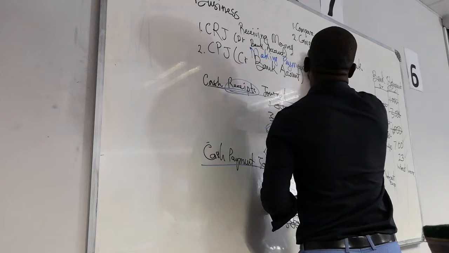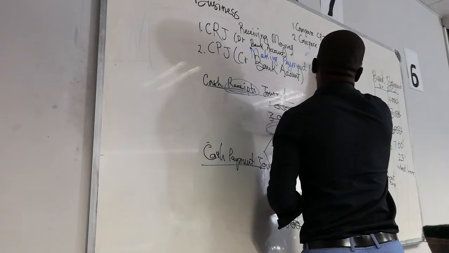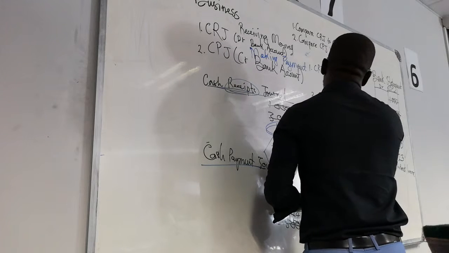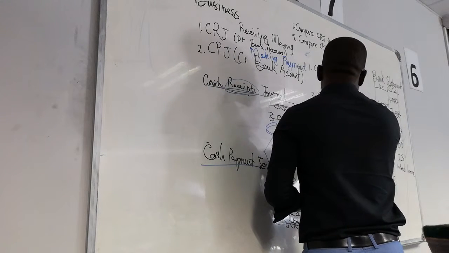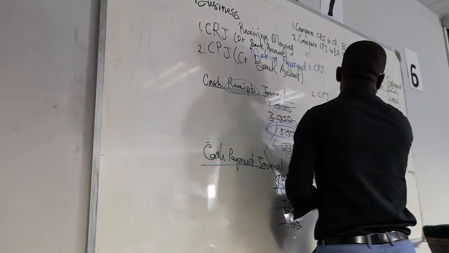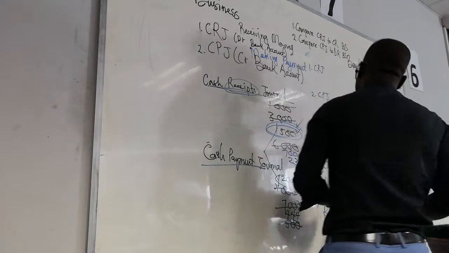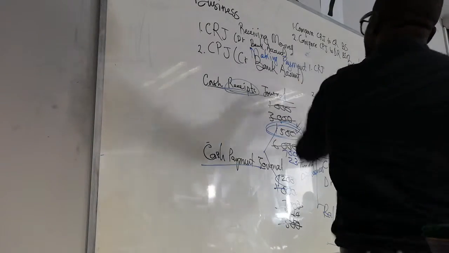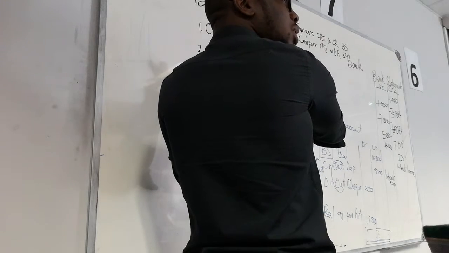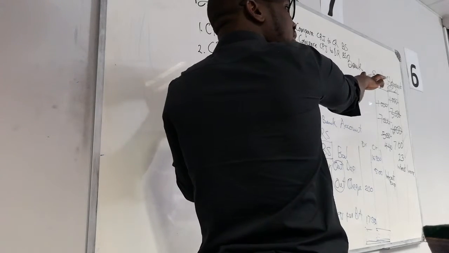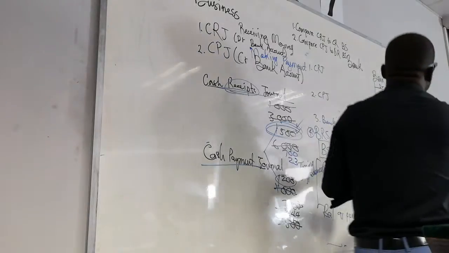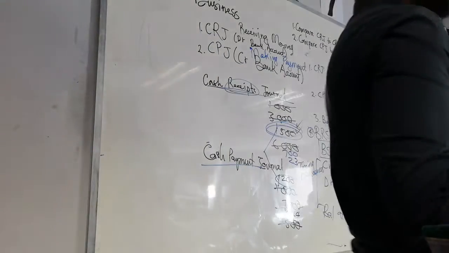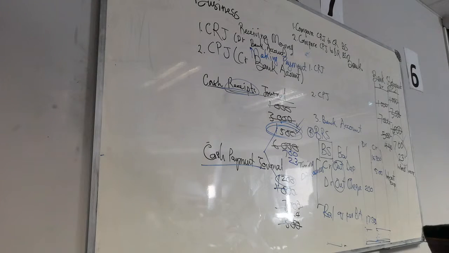Number 1 I said is the CRJ, and number 2 is the CPJ. Number 3 is the bank account, and number 4 is the bank reconciliation statement. Then our CRJ, remember they gave us a CRJ here. We use this to compare to the credit side. Once we find that some transactions are in the bank statement but not in the CRJ, we must update our CRJ. We need to adjust our CRJ.